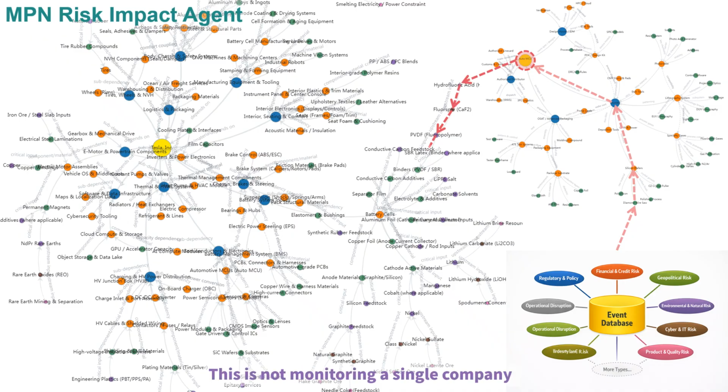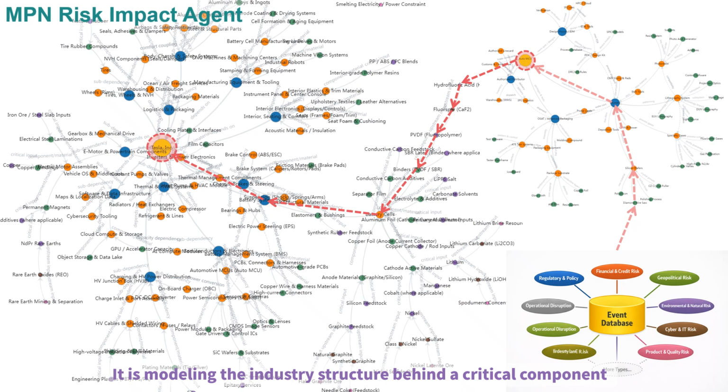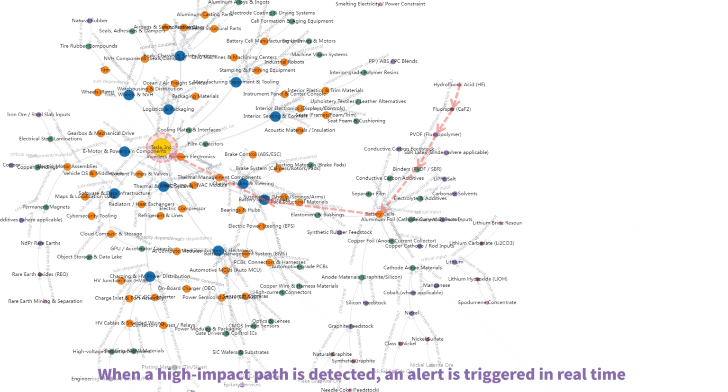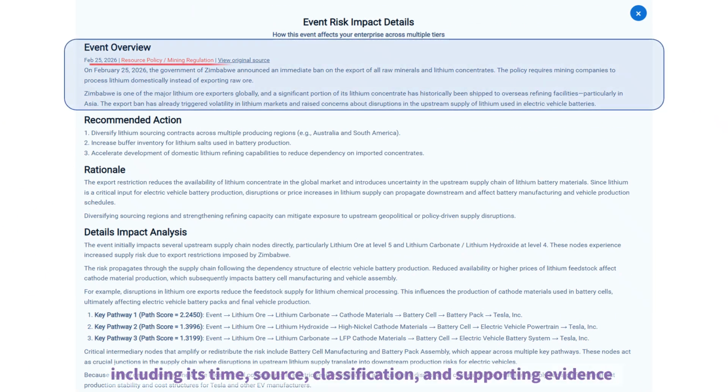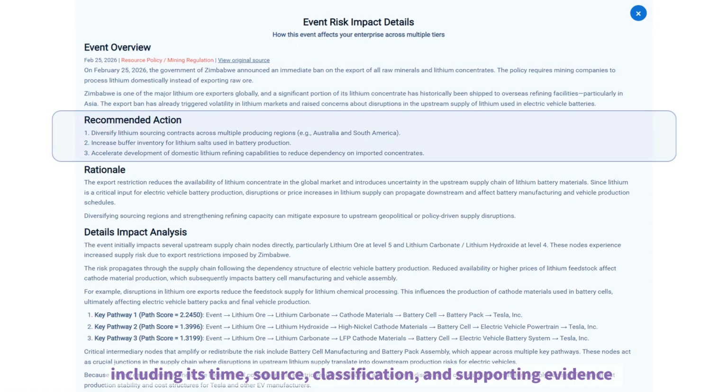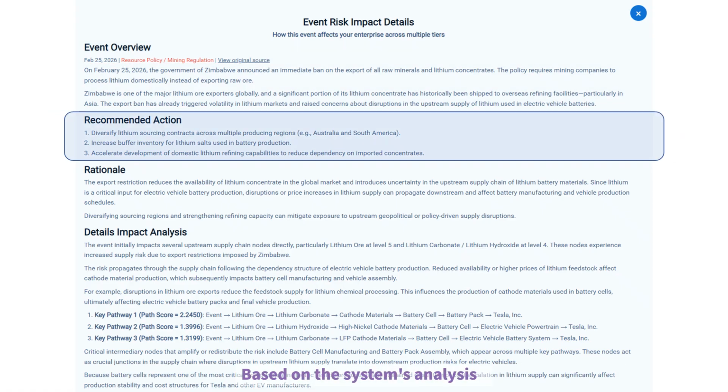This is not monitoring a single company. It is modeling the industry structure behind a critical component. When a high-impact path is detected, an alert is triggered in real time. This page begins with the originating event, including its time, source, classification, and supporting evidence. Based on the system's analysis, the platform immediately suggests recommended actions.